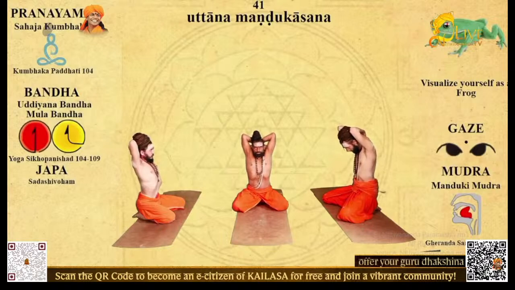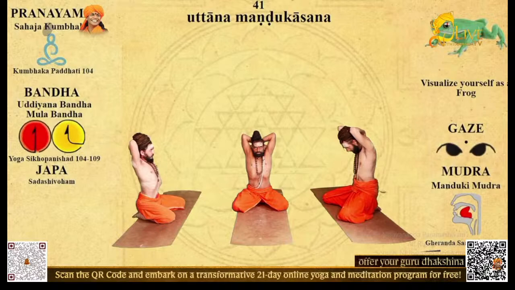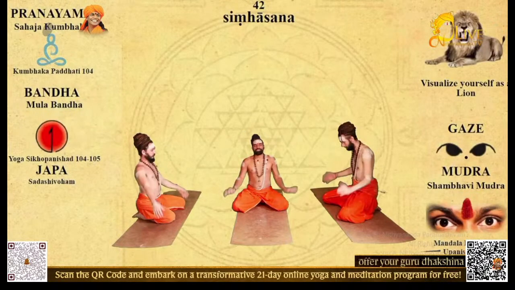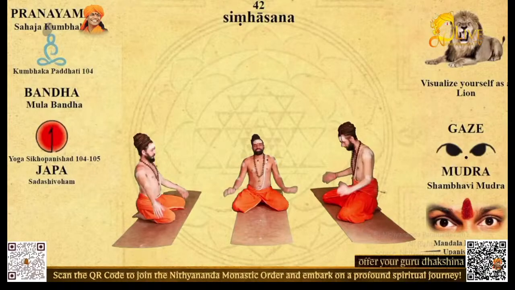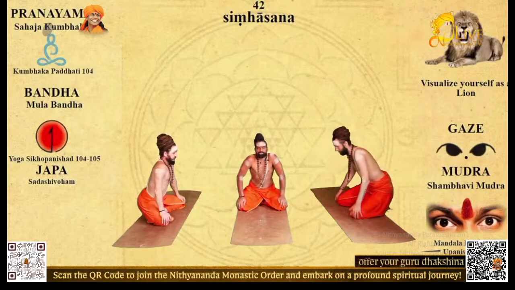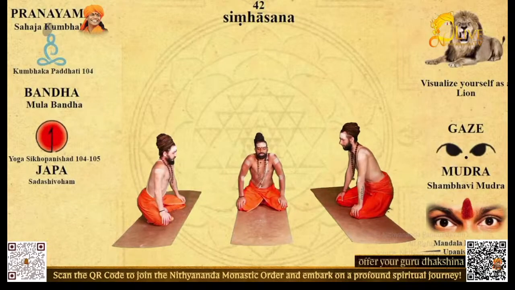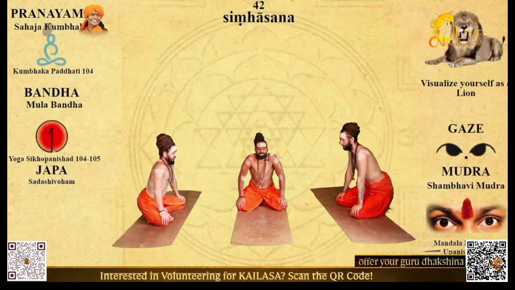Now relax. The next asana is Simhasana. As you cross your ankles at the back, perineum on the heels, place the hands on the respective knees. Now gaze to the nose as you visualize a lion in space. Now open the mouth wide and stick out the tongue and exhale forcibly.